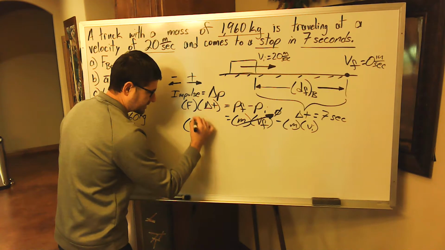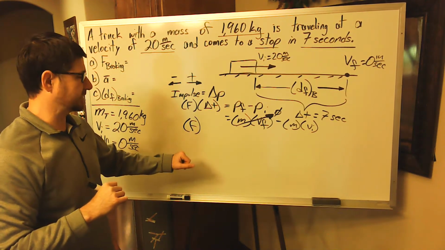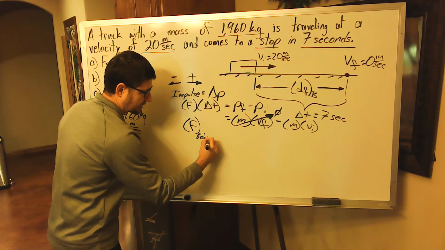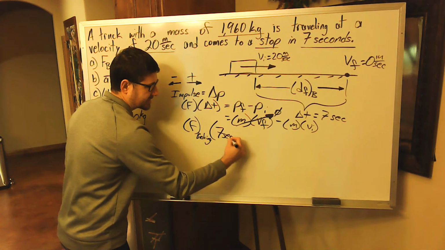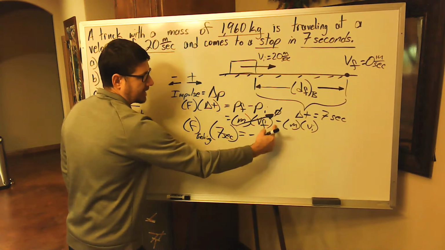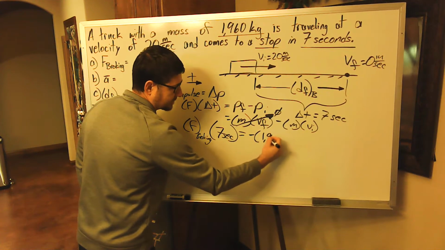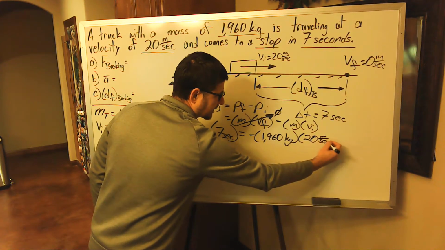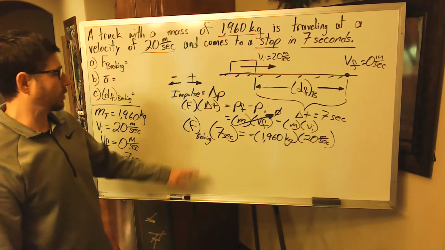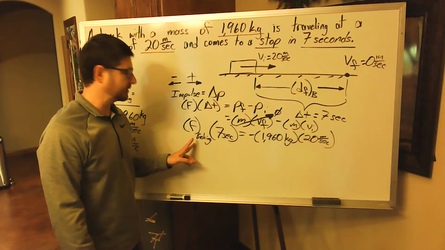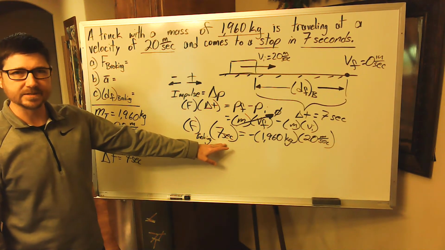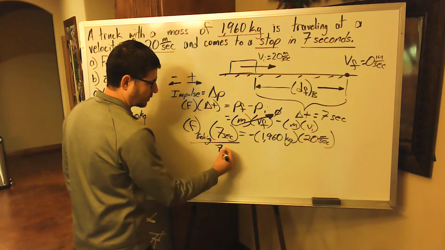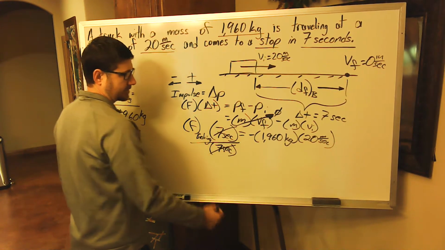I have my force, and I'm going to be more specific than just F. I want to use a subscript of braking. Our time interval is 7 seconds, minus the mass of our object, 1,960 kilograms, and our initial velocity is 20 meters per second. To isolate the force of braking, we divide both sides of the equal sign by 7 seconds. On the left side of the equal sign, 7 seconds will cancel out.